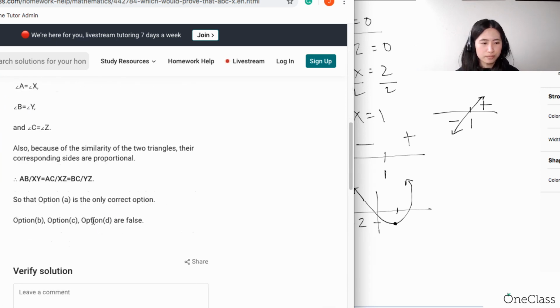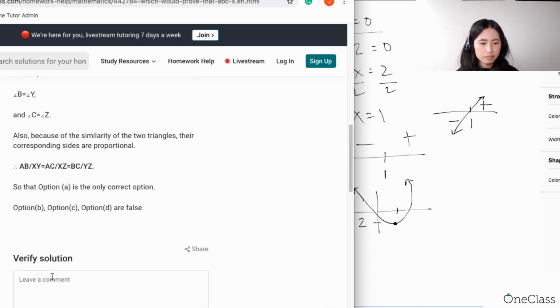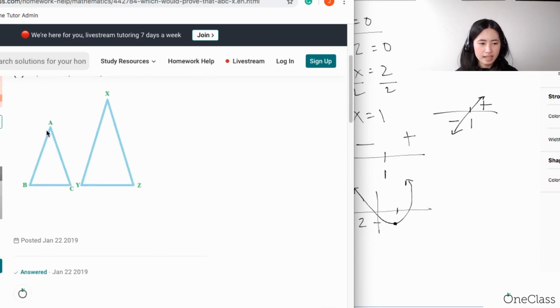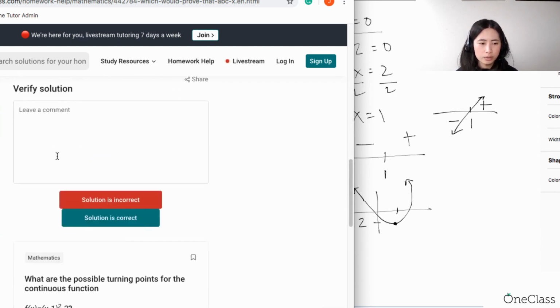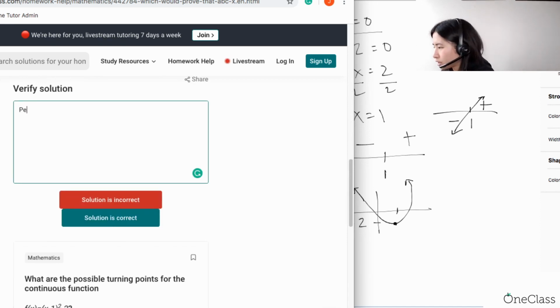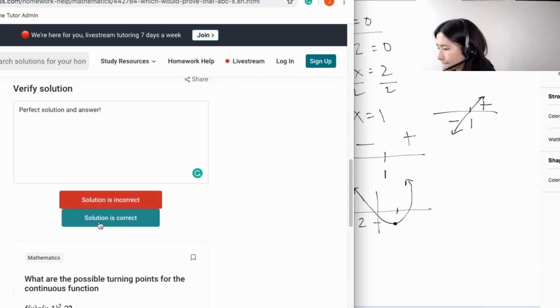So we're trying to say that this is a side-side-side similar triangle. So I have nothing to correct, so it's a perfect solution and answer.